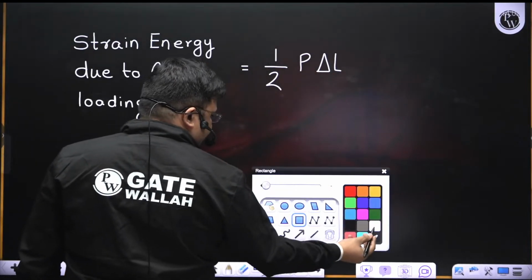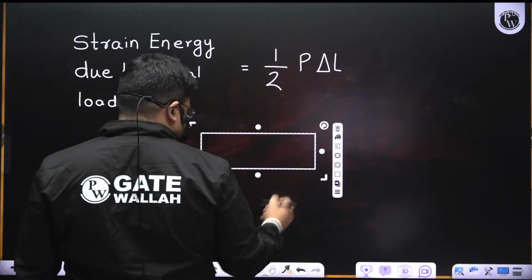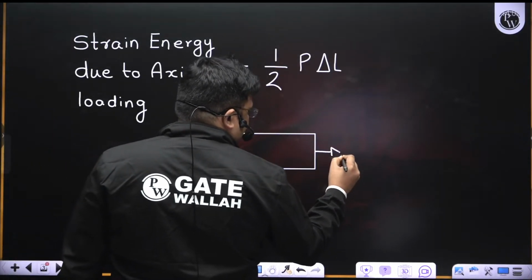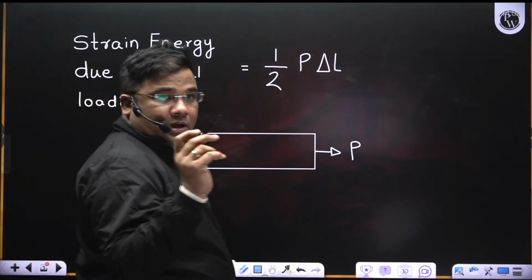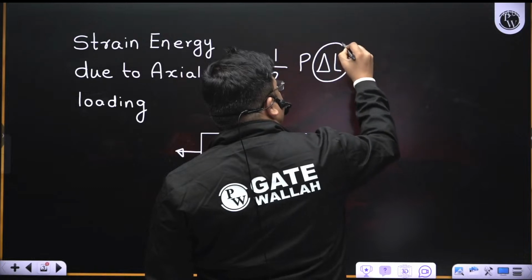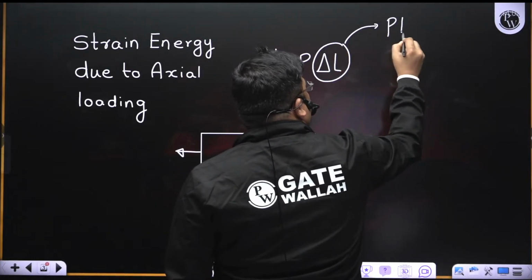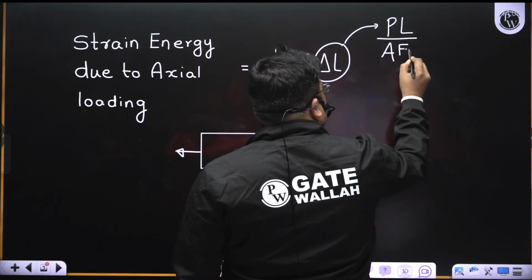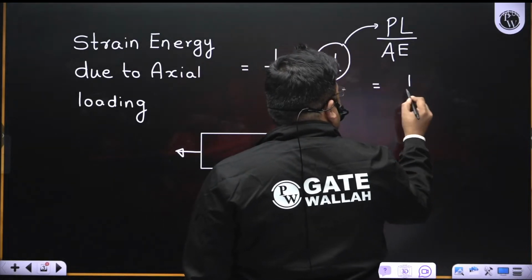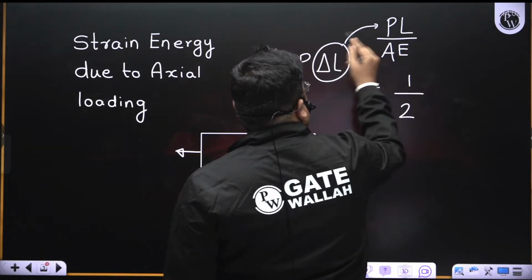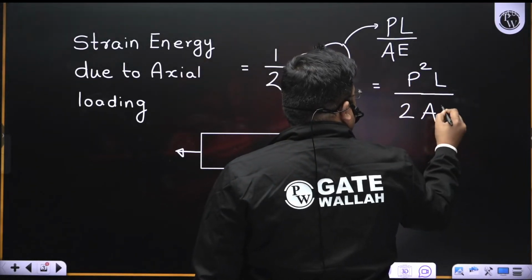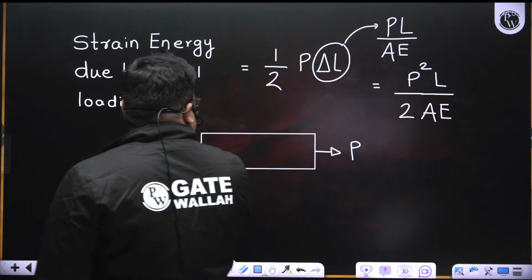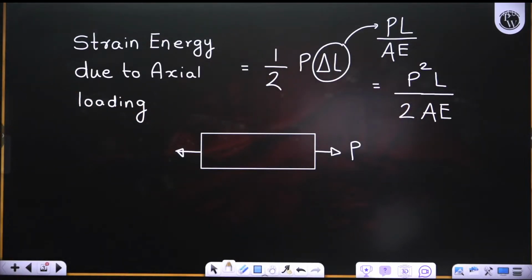Suppose I have a bar like this and I'm applying axial load P. This is the total strain energy. Now we also know that this deformation is PL upon AE, right? So this can be written as half P square L upon AE, or P square L by 2AE. So this is the total strain energy due to axial loading.